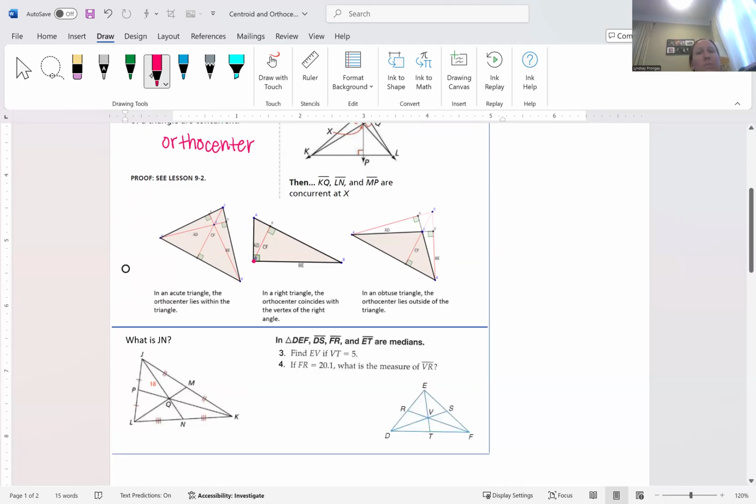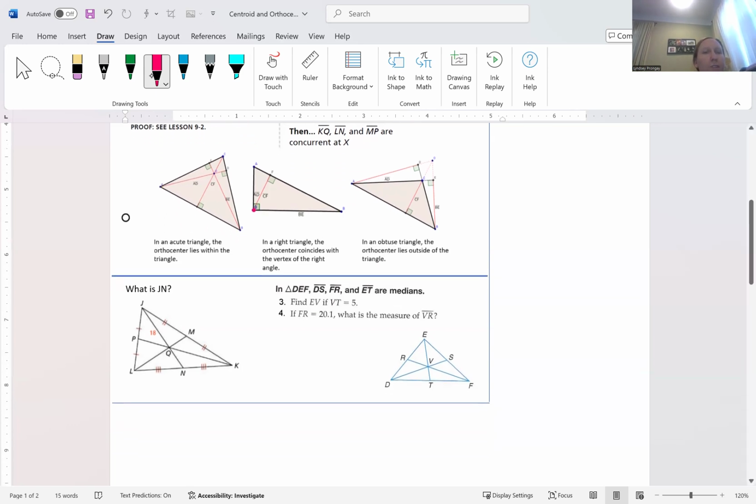Just a couple quick questions to do, like I said, with the centroid, not with the orthocenter. At the bottom here, what is JN? I see these are congruent and those are congruent and those are congruent, so I know I am dealing with medians here. So we're dealing with a centroid. If we have a centroid, the bigger piece, JQ, is going to be double the smaller piece. So QN is going to be 9, which means JN is the entire thing, and JN is equal to 27. That's it.